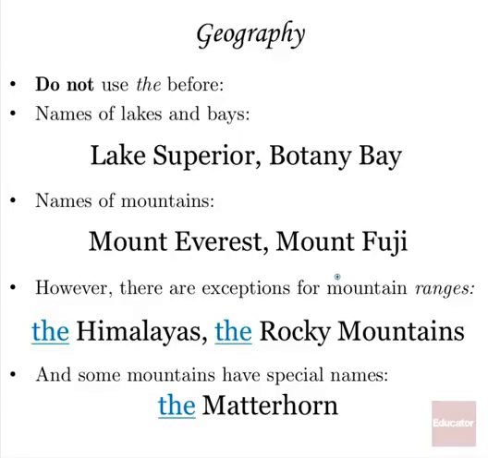Lake Superior, Botany Bay, they don't need an article. You don't need an article before the names of most mountains. Mount Everest, Mount Fuji. Don't need an article. However, there are exceptions for mountain ranges, whole groups of mountains. The Himalayas, the Rocky Mountains, those take an article. And some very specific mountains have special names that include the. The Matterhorn, a mountain in Switzerland. Basically, unless it has some special name where you always call the mountain the something, just call it Mount stuff.